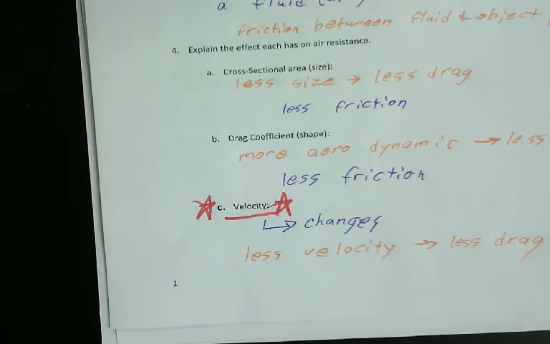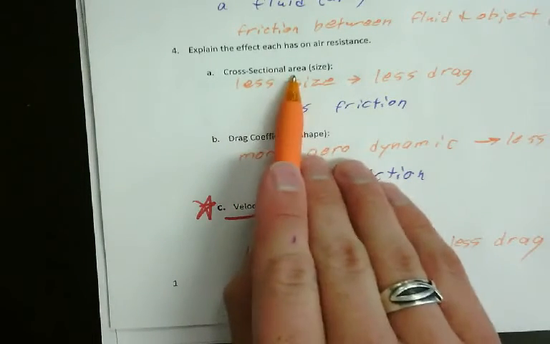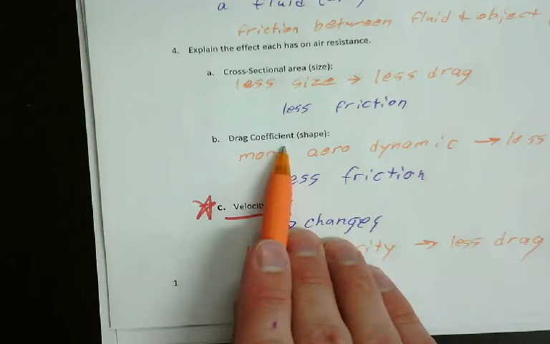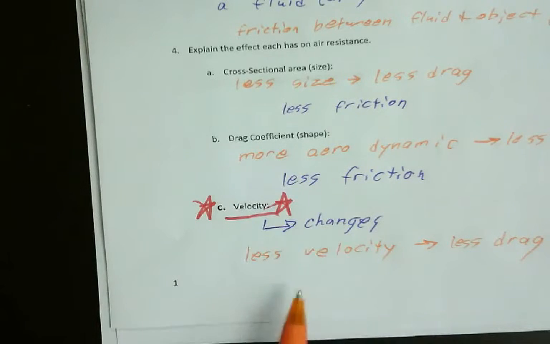So again, if you want to have small air resistance, you need to have a small object that's very aerodynamic at low speeds. As it goes faster, the air resistance will build. Absolutely, it will build. Now, if it's aerodynamic and small, it'll build slowly. But as it goes faster, it will increase air resistance. Okay? So velocity is the big one that matters because it changes.